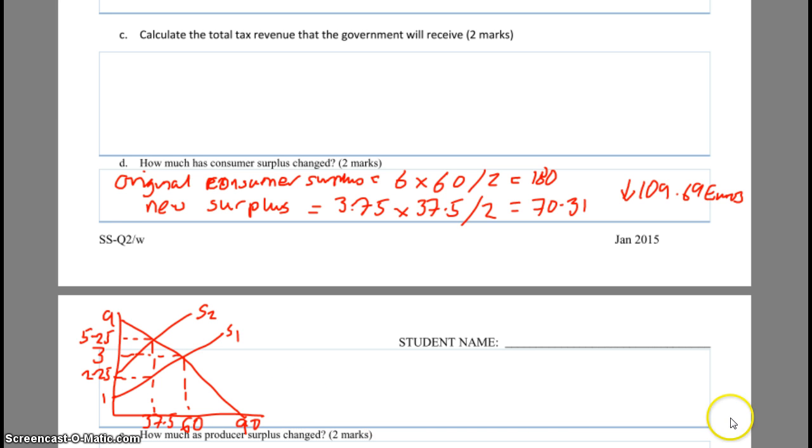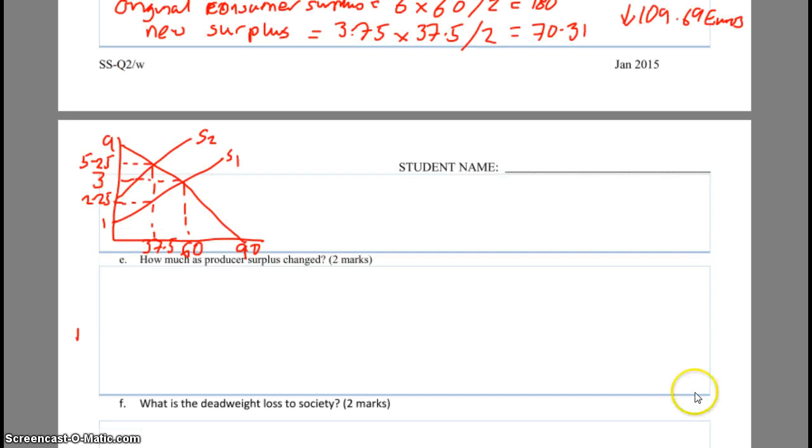And then moving down, we use the same information to work out the new producer surplus. The original producer surplus is going to be the same method as the consumer surplus, so it's going to be the difference between the original price and the price intercept. Okay, so 2, and then we times that by the original 60, and then divide by 2, which gives us 60.